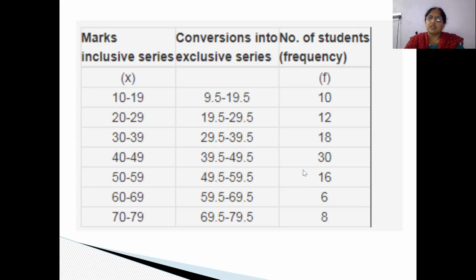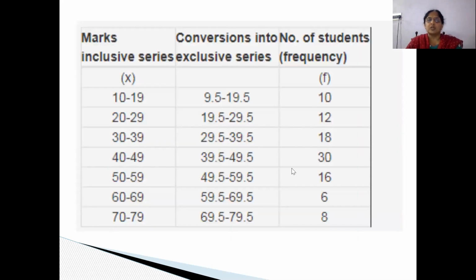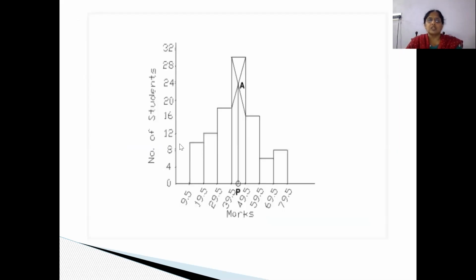So same class interval. Next 30 maximum is there. How we are going to locate? See here 19. What is the first one? First bar is 10. So 10. This is 8, 10 should be here only.